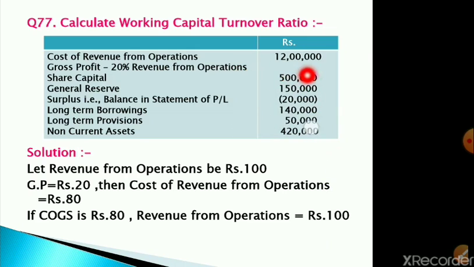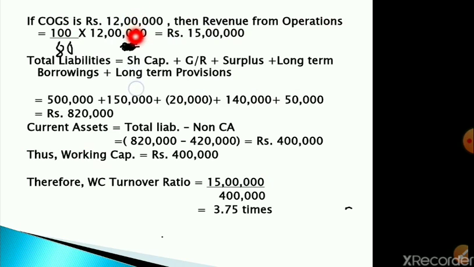So again here there is no sales mentioned in the question, but we need net sales for the formula. So first let us find out the revenue from operation by the unitary method. So let the revenue from operation be 100. Gross profit is 20. So obviously the cost of revenue from operation will be 100 minus 20, that is rupees 80. So we'll write, if cost of goods sold is rupees 80, revenue from operation is rupees 100. If the cost of goods sold is rupees 12 lakh, the revenue from operation is 100 divided by 80 into 12 lakh, which is rupees 15 lakh. So our net sales is rupees 15 lakh.